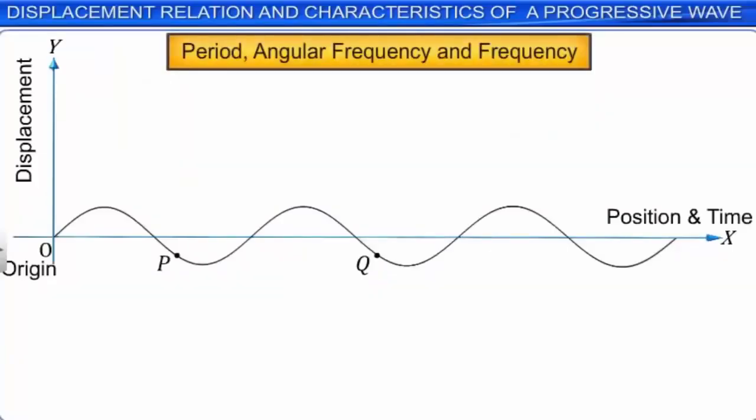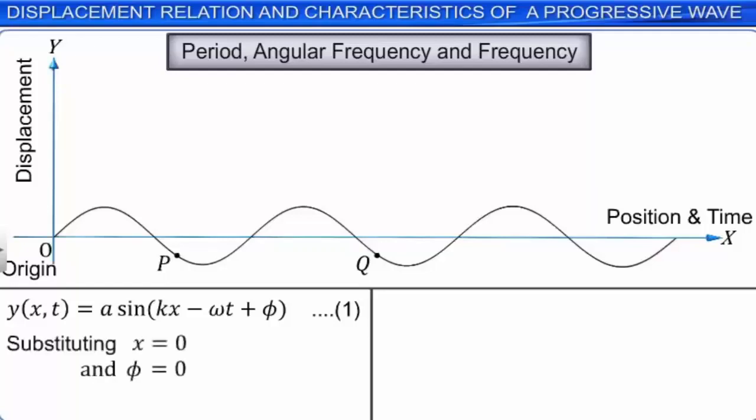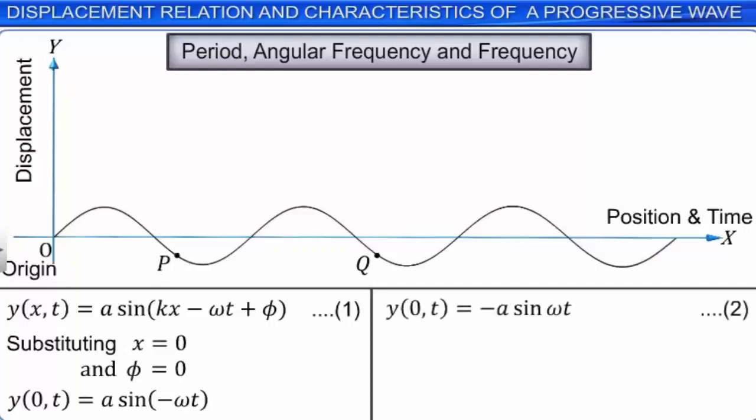Let us now discuss the period, angular frequency, and the frequency of a wave. Consider the equation y(x,t) = A sin(kx − ωt + φ). Let this be equation 1. By substituting x = 0 and φ = 0 in equation 1, we get y(0,t) = A sin(−ωt). This equation can be written as y(0,t) = −A sin(ωt). Let this be equation 2.